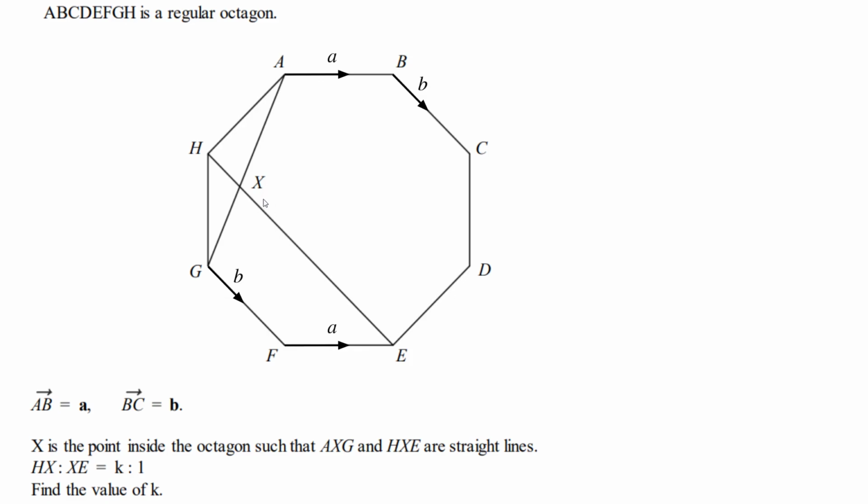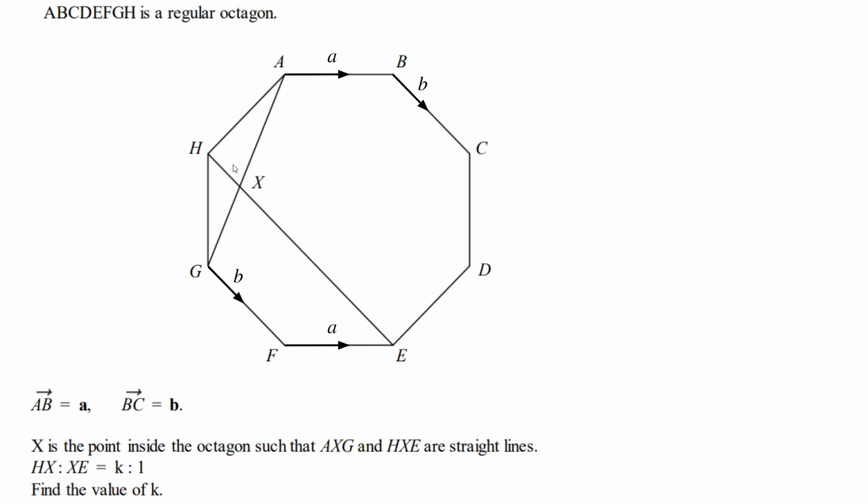Now let's look at what the question is telling us. X is the point inside the octagon such that AXG and HXE are straight lines. So AXG, HXE are straight lines. HX to XE is in the ratio k to 1. Find the value of k.